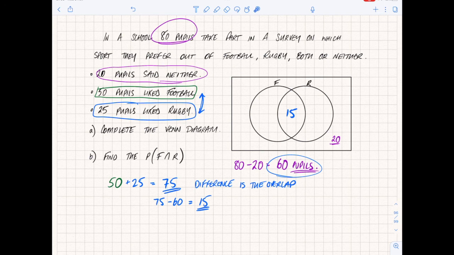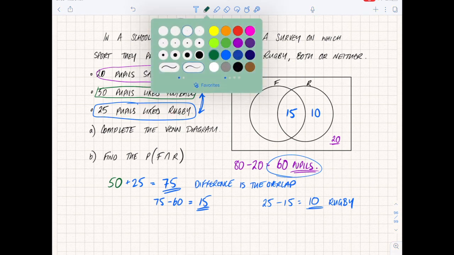Okay, now when we're looking at that, we can now start thinking about how this impacts this second part. Now I've just put 15 in the middle, and I know that in total 25 pupils liked rugby. Well, if 25 pupils like rugby and I've just dealt with 15, that means there are 10 left. So 10 are just rugby on their own, because now when I look at that, that whole circle adds up to 25.